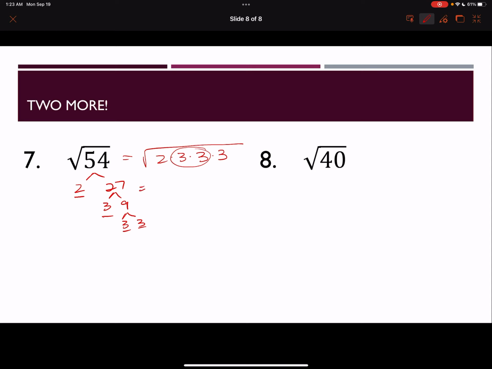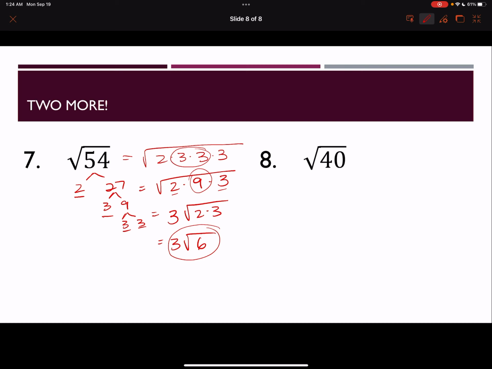So 2 of these 3s are going to pair up. So this is going to be 2 times 9 times 3, because that extra 3 doesn't have anything to pair up with. Neither does that 2. And now I can take the square root of 9. Square root of 9 is 3 times 3, so 3. And then this 2 and this 3 are going to stay under the square root. But now once they stay under, I got to multiply them together. So I get 3 root 6.